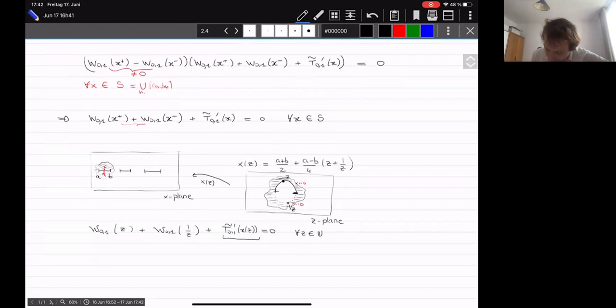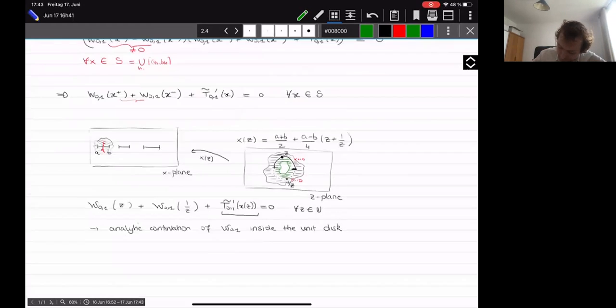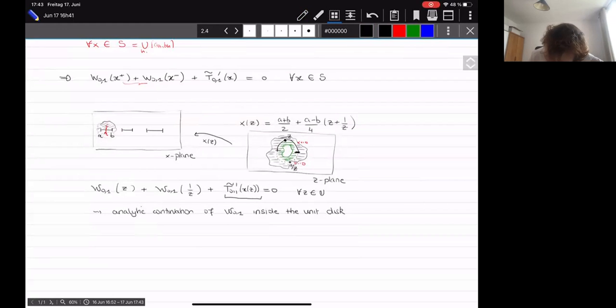And I stress again that this term here was analytic near R. So in terms of z, it's analytic in the neighborhood of this unit circle. Therefore, I can use this equation to define an analytic continuation of the W_0^1 inside the unit disk, at least in some neighborhood of the unit circle, which I here draw in green. If you want to go further down, you may hit some singularities of the T tilde prime 0 1. So at least I want it in the neighborhood. That's a sort of application of a Schwarz reflection principle.